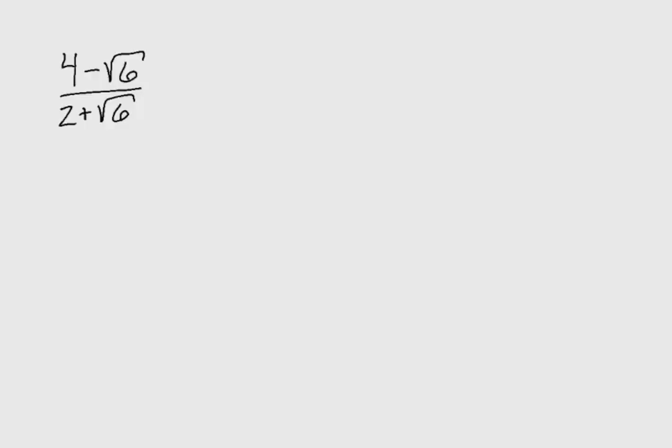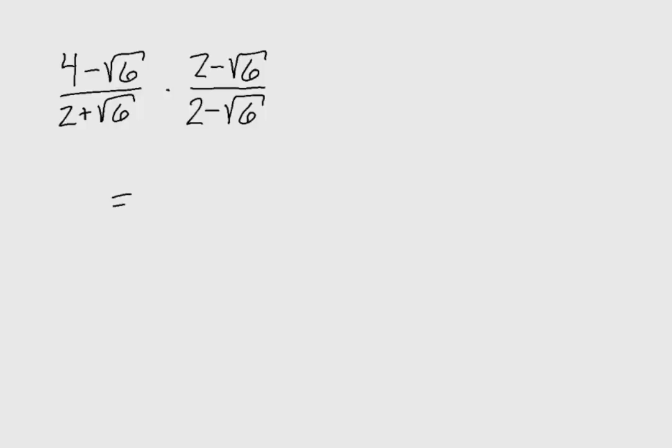If we want to rationalize the denominator for (4 minus the square root of 6) divided by (2 plus the square root of 6), we will multiply in the denominator by 2 minus the square root of 6, and thus also in the numerator by 2 minus the square root of 6. So the same terms as the denominator with the opposite sign.